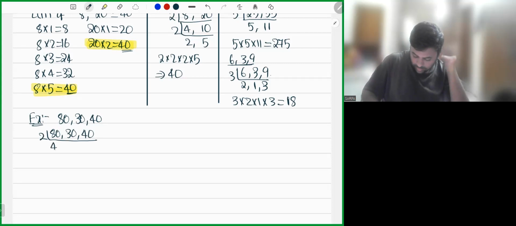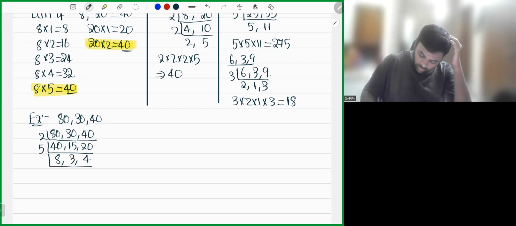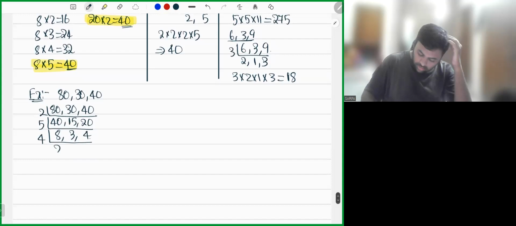40, 15, 20. Next, 5, sir. 5 8s are 40, 5 3s are 15, 5 4s are 20. Now I can use 4. 4 2s are 8. But sir, 3 is not divisible by 4. If it is not divisible by 4, write it as it is.